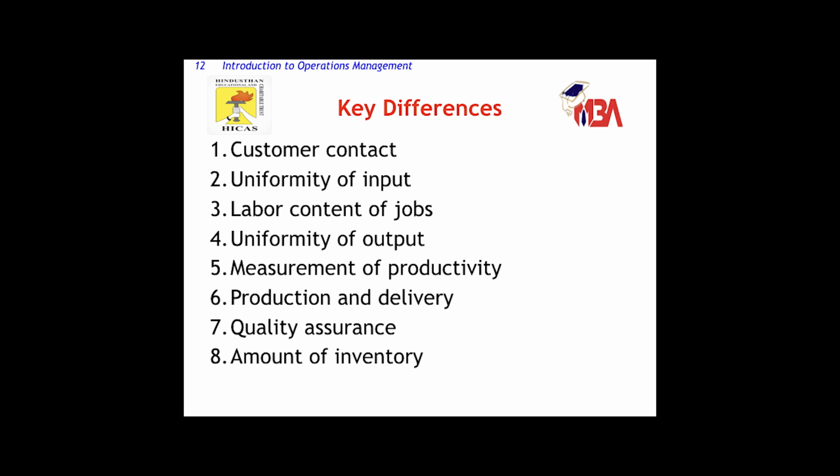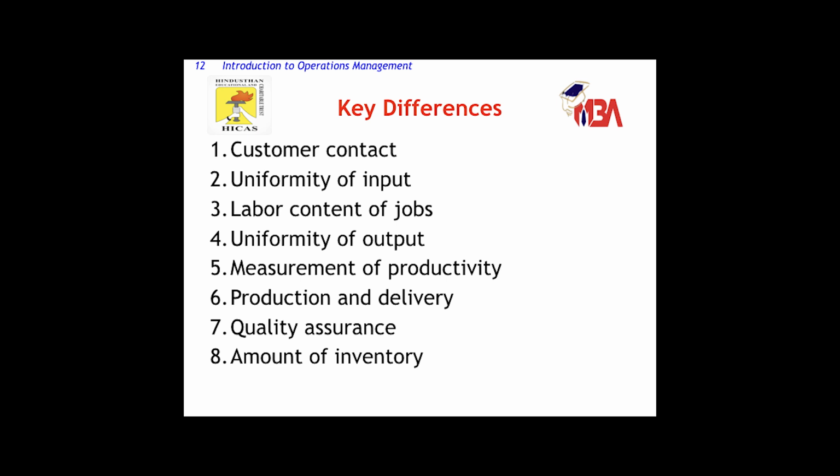Take the next factor, production and delivery. Now, in the case of the manufacturing industry or goods producing facility, production is done in one place, delivery is done in another place. That is, you manufacture a product and move the product to the customers where the customers are. That is the characteristic of the manufacturing industry or goods producing facility.